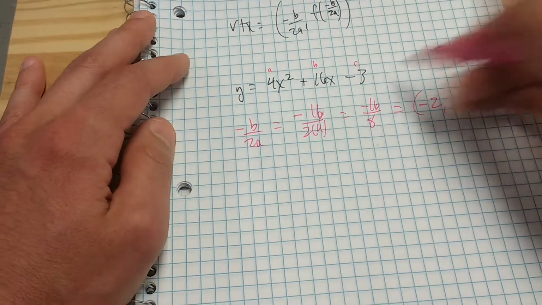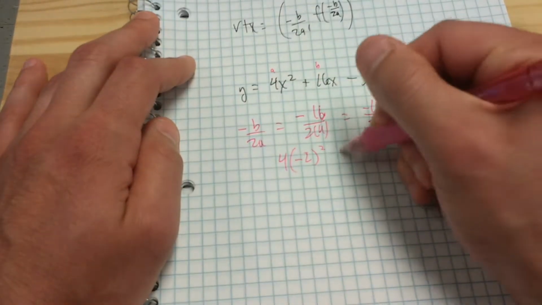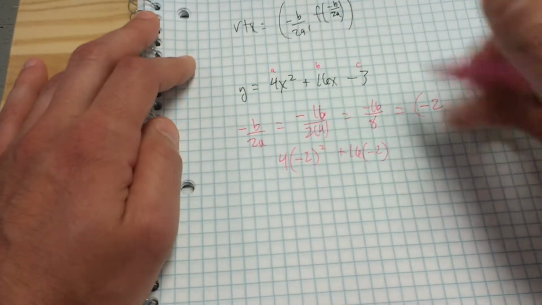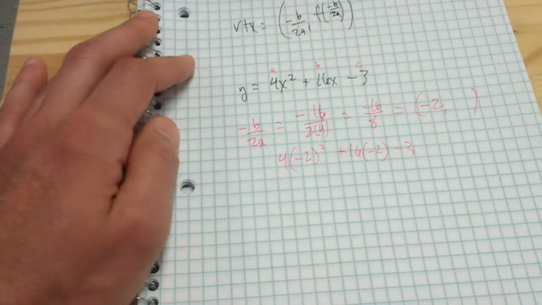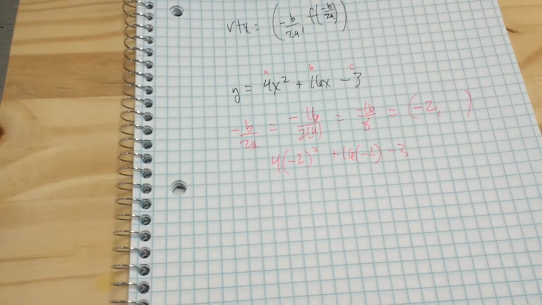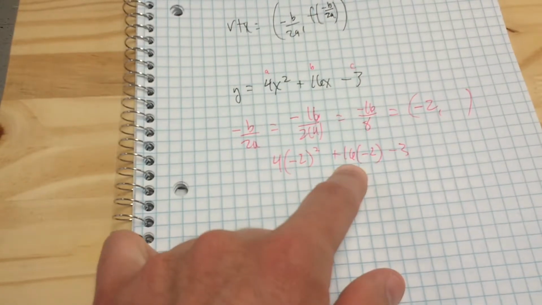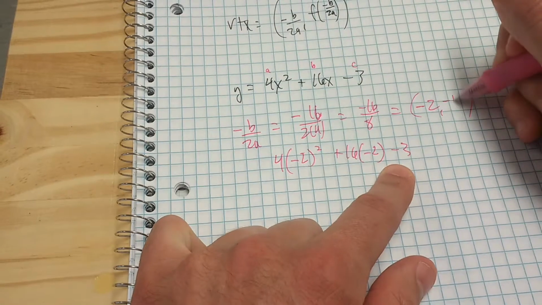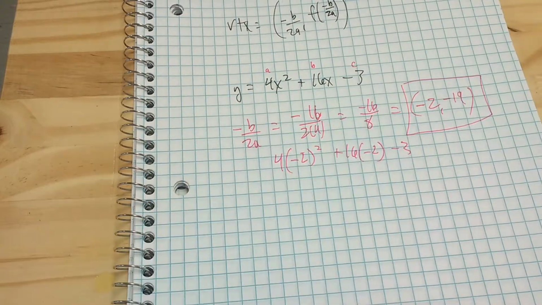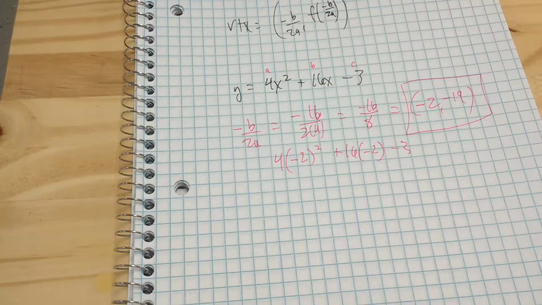How do we find the something? Well, we're going to plug it in. 4 times negative 2 squared plus 16 times negative 2 minus 3. So, we're going to do that small bit of calculation. That's going to be 4 times 4, 16, negative 16 minus 3, negative 19. So, what I've done is give you a streamlined version to find the vertex.